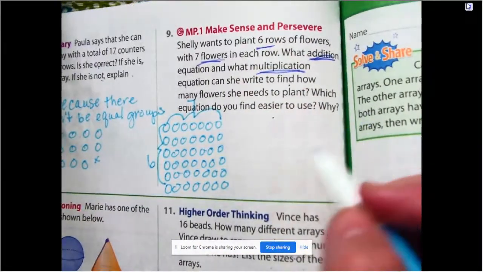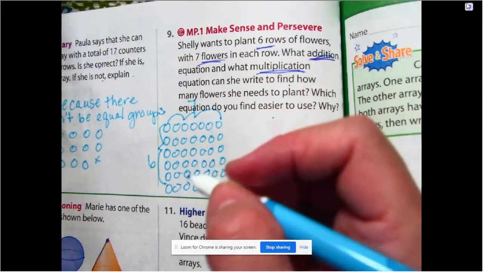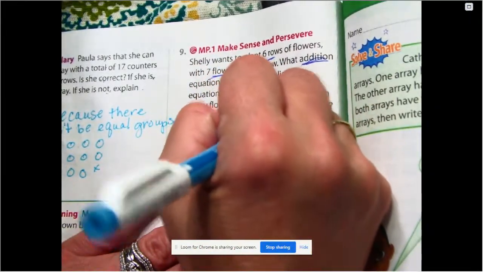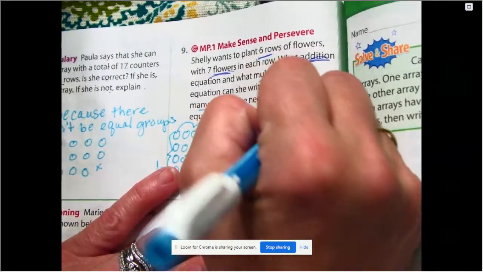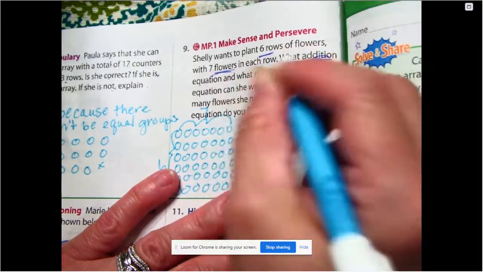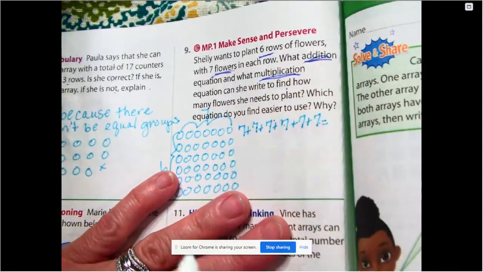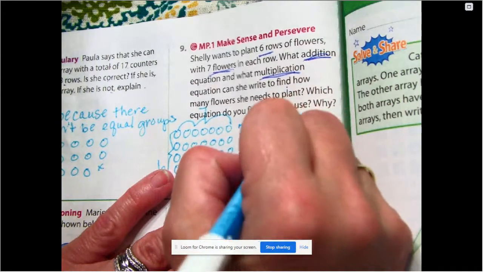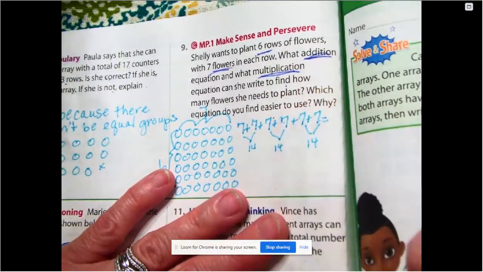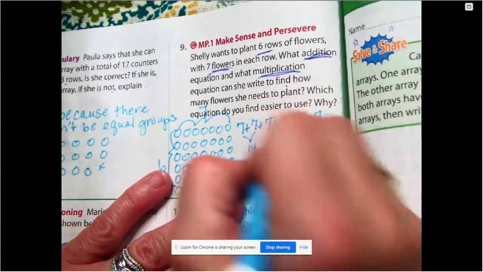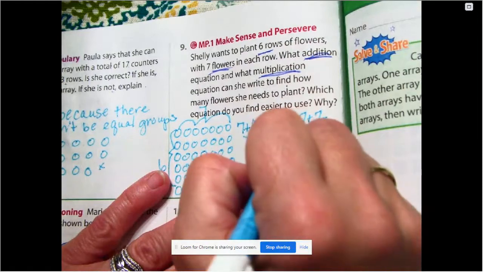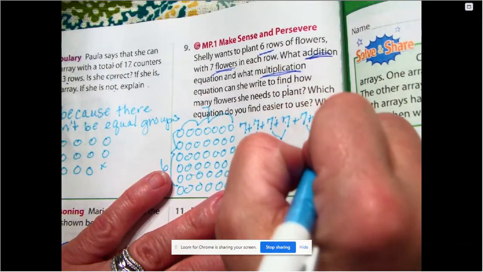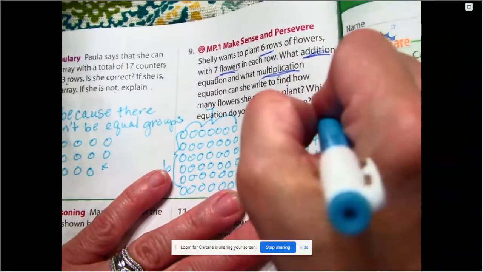Okay, so we're going to do an addition equation. So I need to add 7 6 times. 7 plus 7 plus 7 plus 7 plus 7 plus 7 equals. There's 1, 2, 3, 4, 5, 6 of those 7s. Well, if I do 7 plus 7 is 14, 7 plus 7 is 14, and 7 plus 7 is 14. Then I can add the 14s together. 14 and 14 is 28, plus 14 more would be 12, carry 1, 42. Okay, so it equals 42.